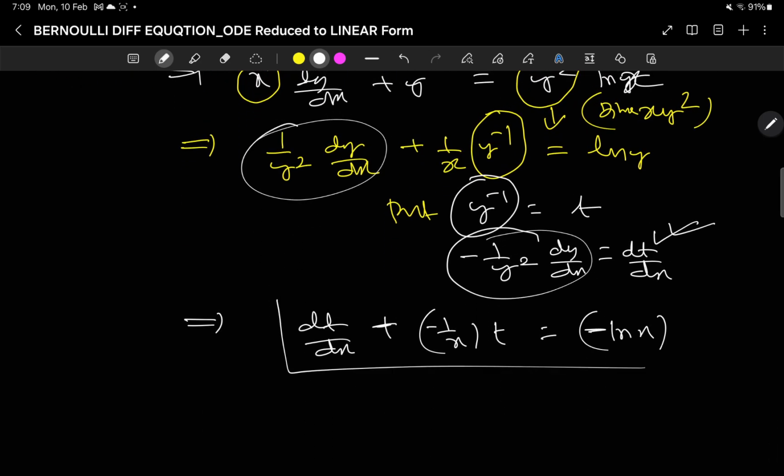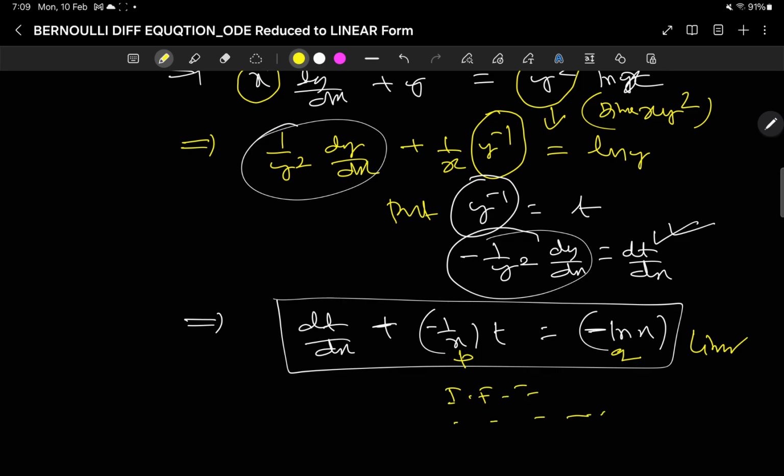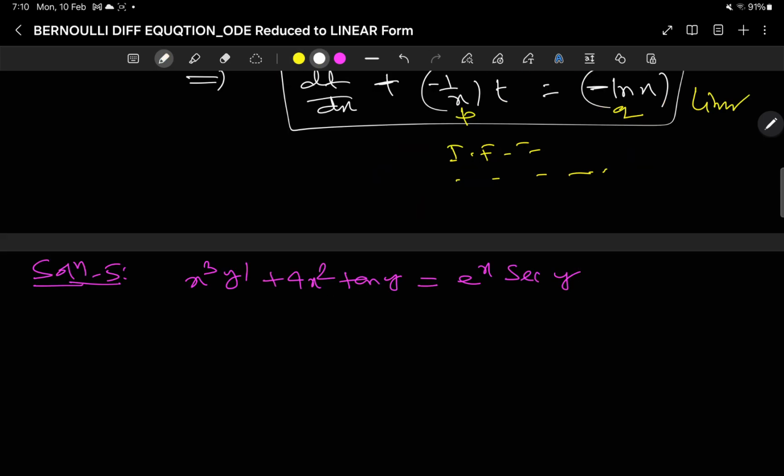Okay, so now this is linear, and this is p and this is q. So you find the integrating factor and you continue to get the answer. Now coming to the last example. Now you see this is not linear because there is a transcendental function in y here.